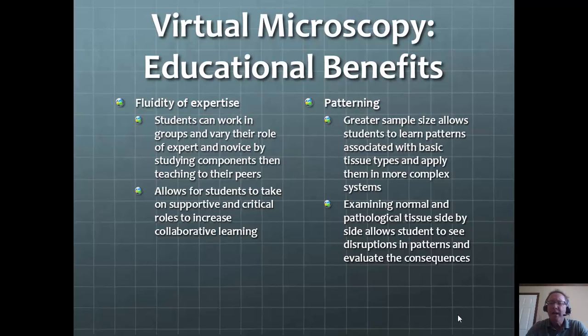The other area is patterning. Greater sample size allows students to learn patterns associated with basic tissue types and apply them in more complex systems. In addition, one can examine normal and pathological tissues side by side, allowing students to see disruptions in patterns and to evaluate the consequences.